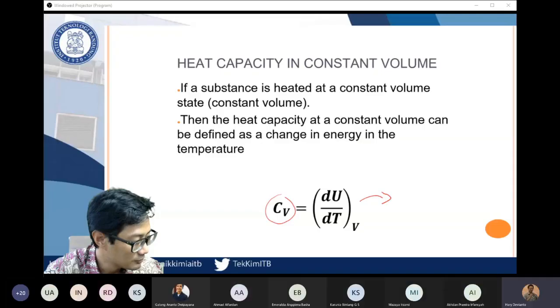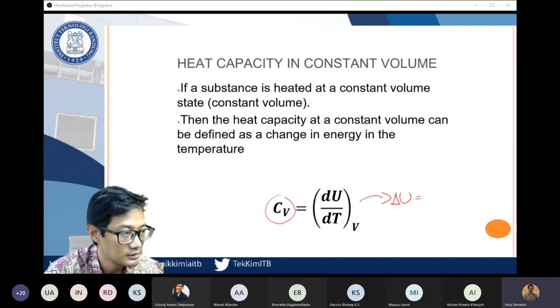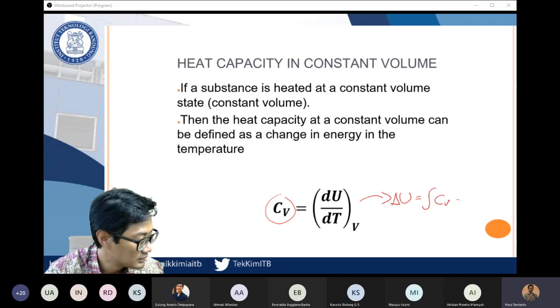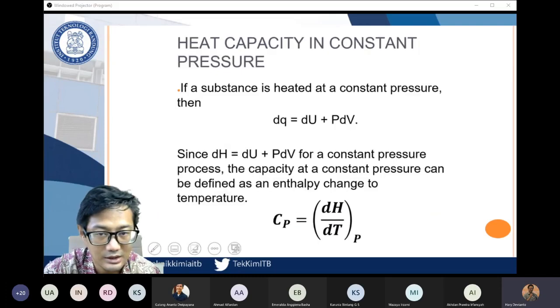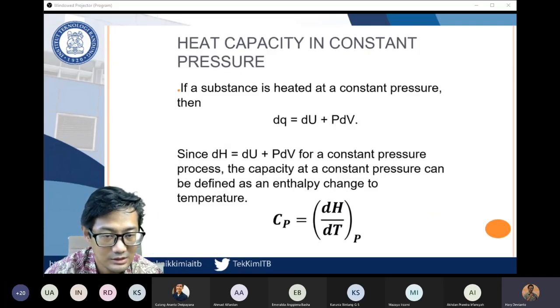We can have this kind of statement: delta U would be equal to integral Cv dT. Okay, we discussed this yesterday, and in addition we also have this condition.